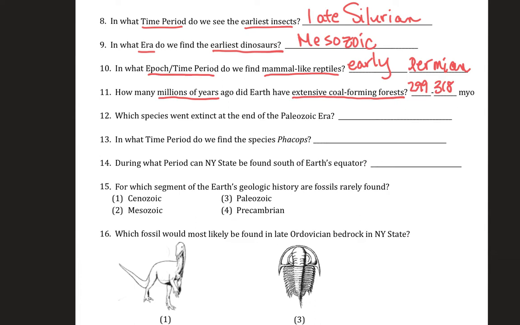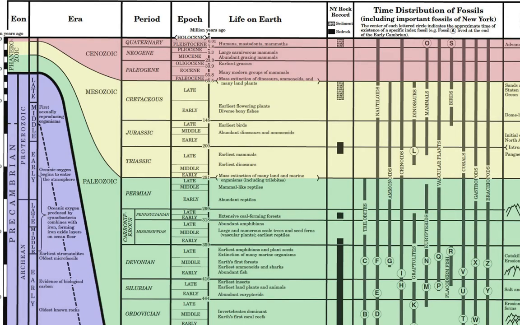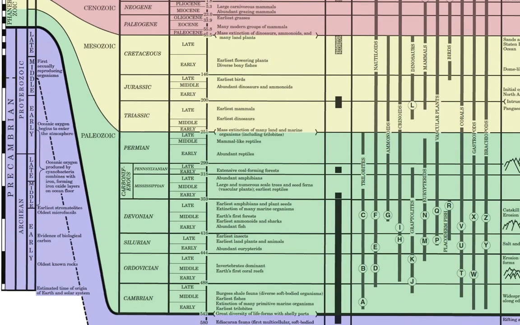Number 12. Which species went extinct? That means that the whole entire species just died out. They don't exist anymore at the end of the Paleozoic era. All right, let's take a look. So this time we have to look at the eras column, right? We're looking for the end of the Paleozoic era. Now, this is tricky, right? Because if we think about time and we think about the end, are we talking about the end being here? Or are we talking about the end being at the bottom down here?